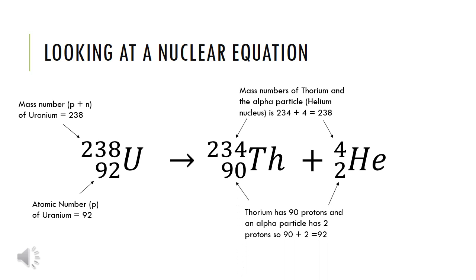On the right side of the equation, we have thorium, which has an atomic number of 90, or 90 protons. And we have helium with an atomic number of 2, or 2 protons. So right now we have 92 protons on the left and 90 plus 2, or 92 protons, on the right. So our atomic numbers, or our charges, are also equal.